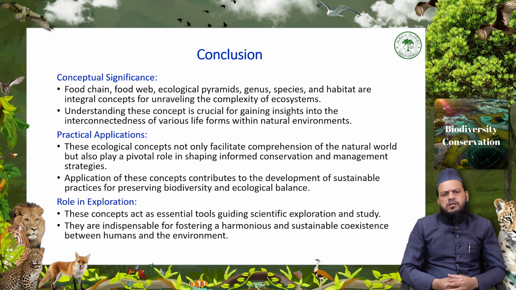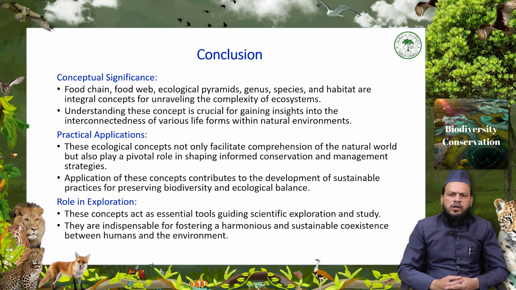So, we may conclude that the conceptual significance of food chain, food web, ecological pyramids, genus, species, and habitat lies at the core of unraveling the intricate complexity within ecosystems. Understanding these fundamental concepts is paramount for gaining profound insight into the interconnectedness of diverse life forms within natural environments. Beyond conceptual clarity, these ecological concepts find practical applications with far-reaching implications.